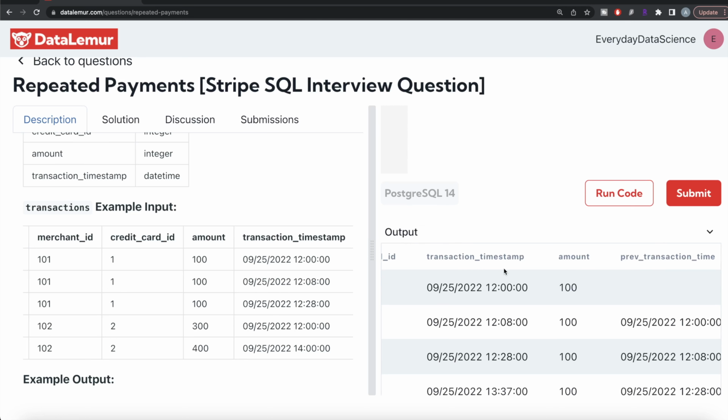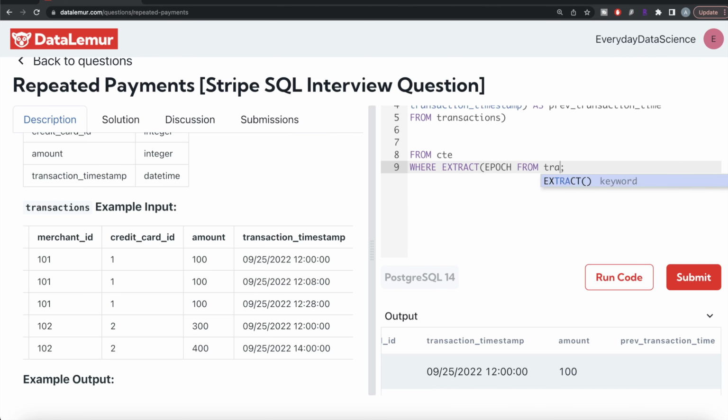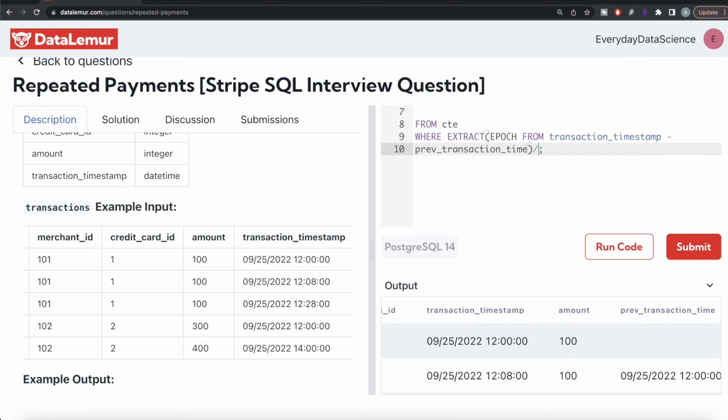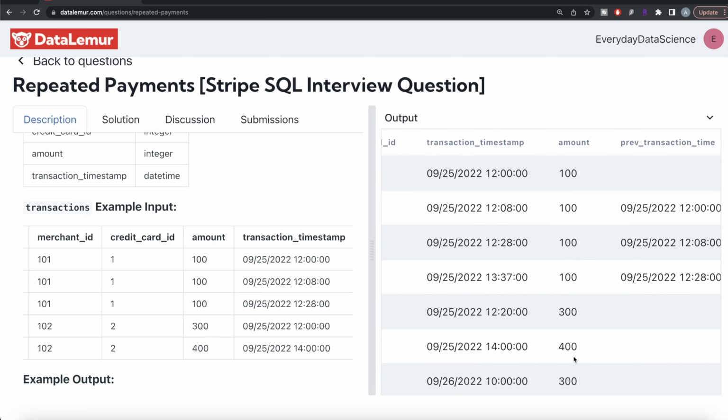since we calculated the previous transaction time, obviously this transaction timestamp is always going to be greater than previous transaction time, right? So we do EPOCH FROM transaction timestamp minus previous transaction time, and this is going to give you the total number of seconds. You need to divide it by 60, so you get the total number of minutes, and it should be less than or equal to 10, right? So you are only keeping those rows. So obviously this row is going to be kept, this is not going to be kept, this is not going to be kept, all these are not going to be kept, etc.